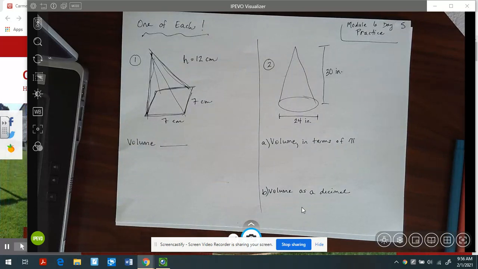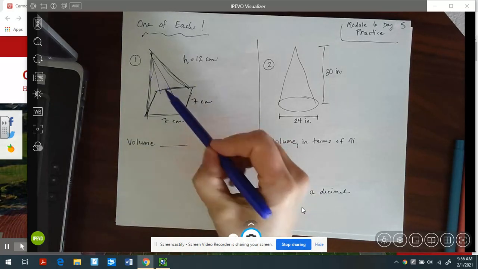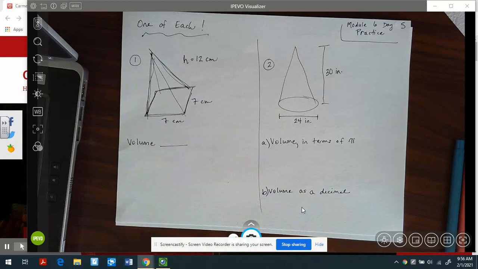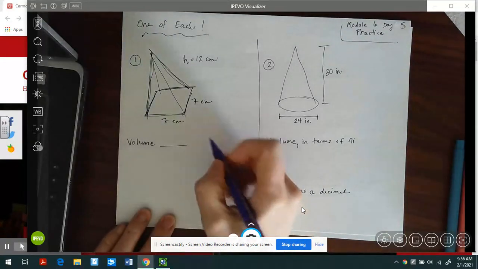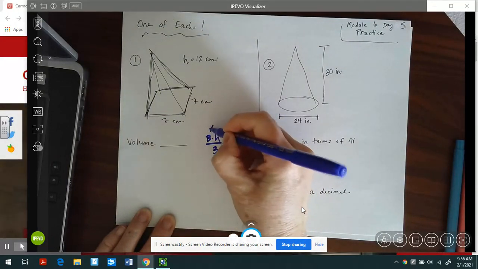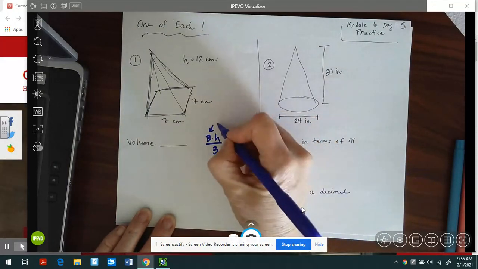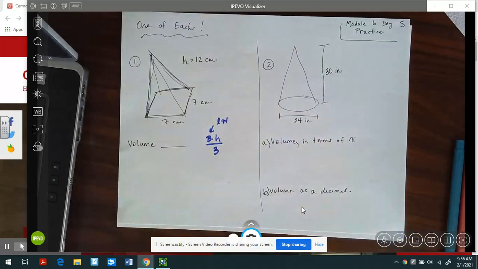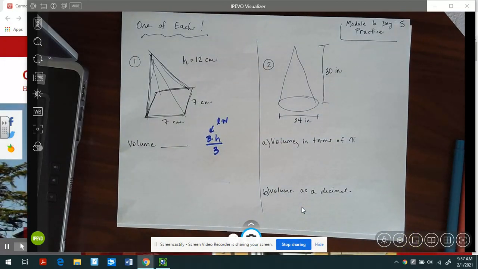A pyramid is any solid that has a set base shape. In this case, it's a square. The sides all meet up at a point at the top. The sides, the faces, are always triangular in a pyramid. And the volume formula for a pyramid is base times height divided by 3. Base meaning base area, which we find length times width for a square or rectangle. Please compute the volume of this pyramid.